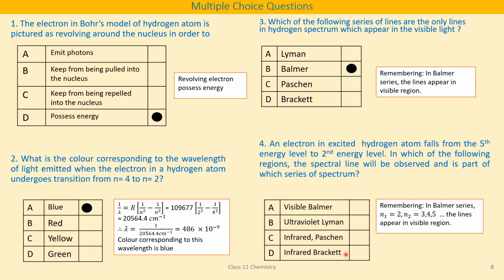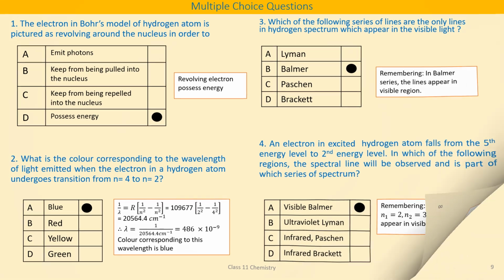Remember, in the Balmer series, n1 is equal to 2 and n2 can be 3, 4, 5, etc. These lines appear in the visible range, the visible region. So this is option A. Please mark it.